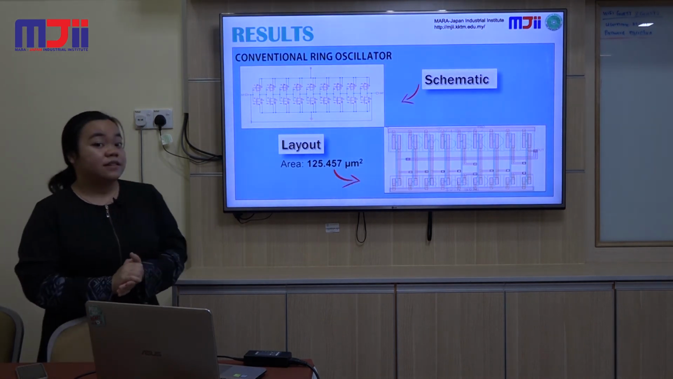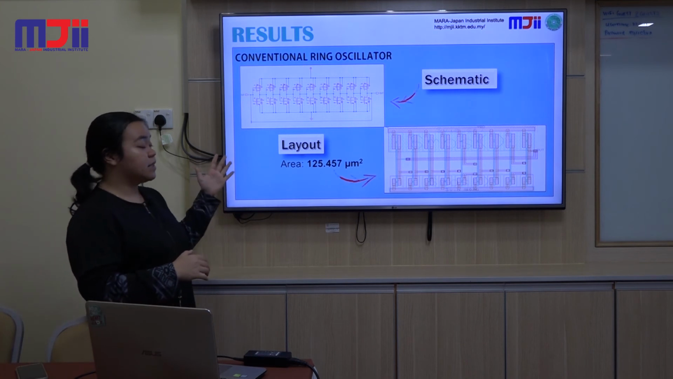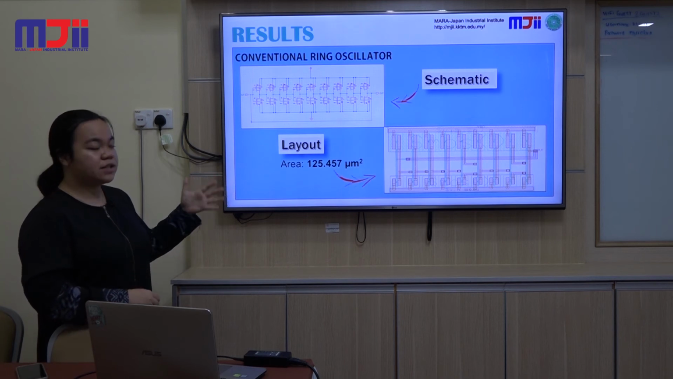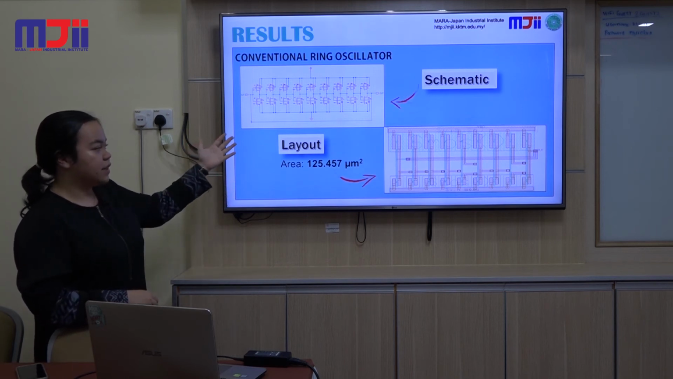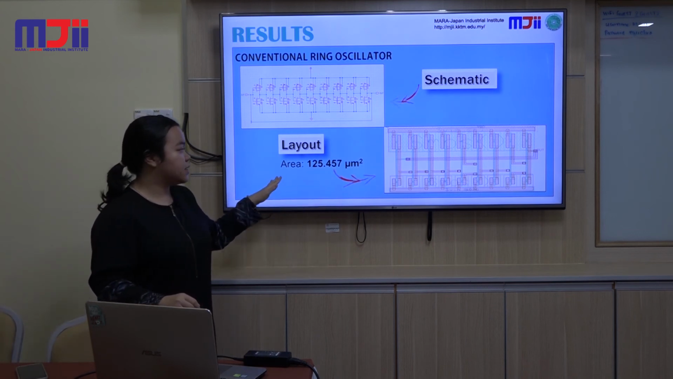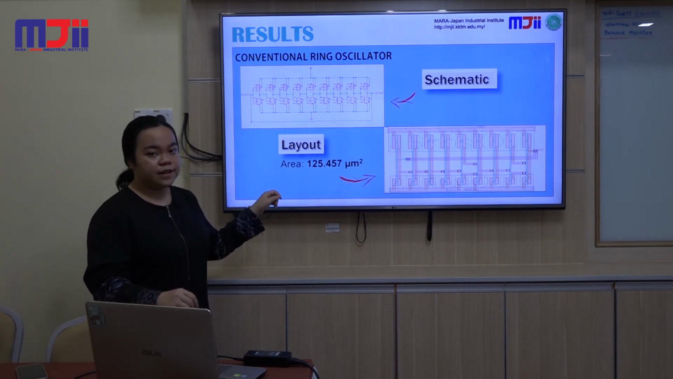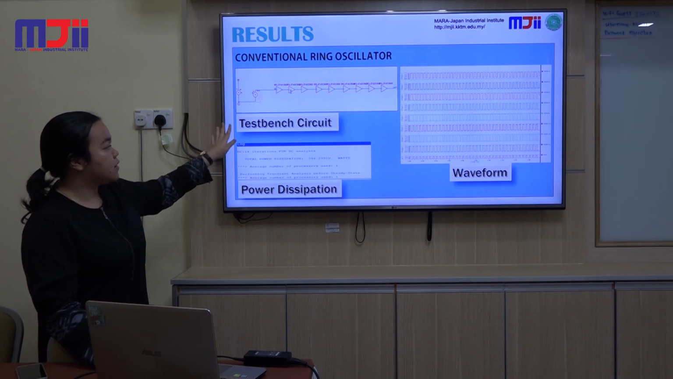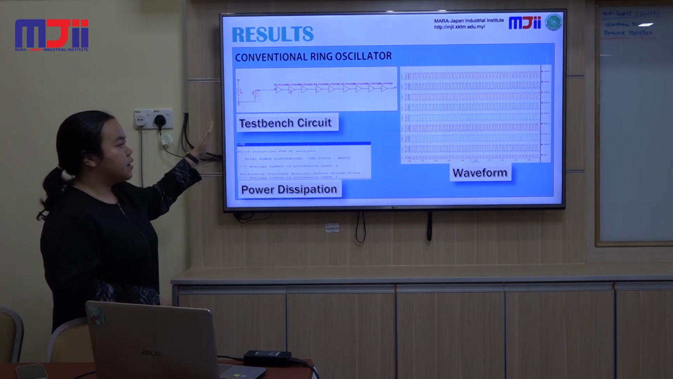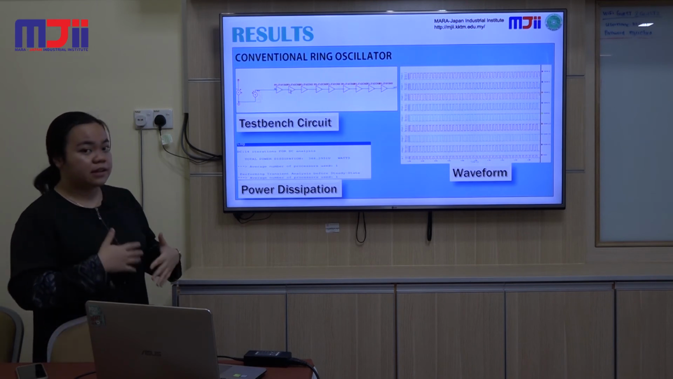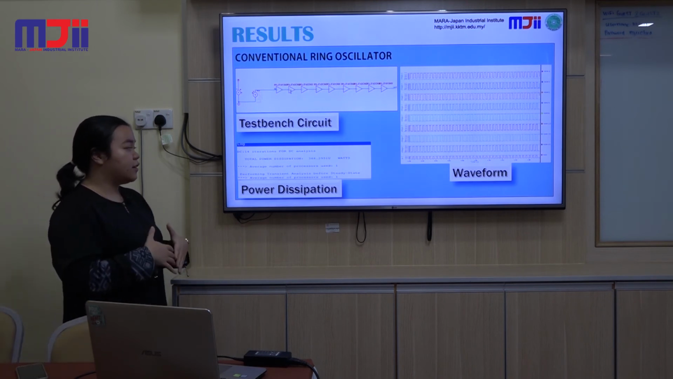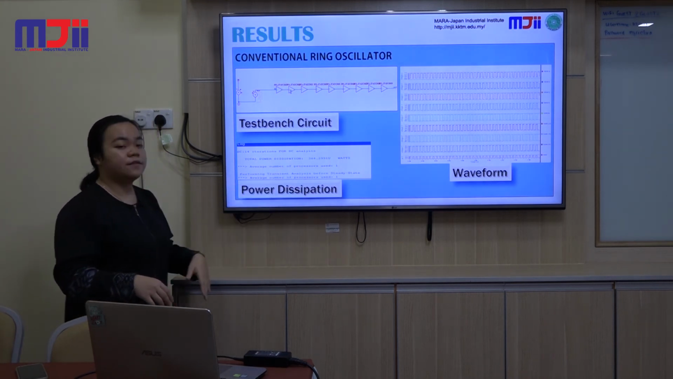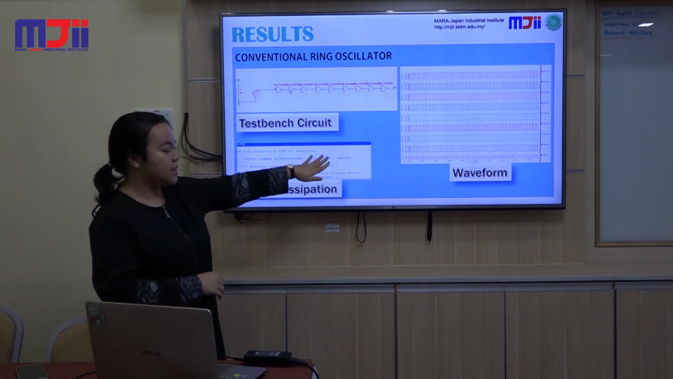Okay, this is the result that I got from the Mentor Graphics simulation. This is the conventional ring oscillator, which uses the static CMOS inverter technique. This is the schematic diagram, and this is the layout that I've done. It has an area of 125.457 micrometer square. And this is the test bench circuit, from which I can simulate, generate the data, and analyze the data that I want. The data currently that I'm taking is the power dissipation, which is 364.2951 microwatts. And as you can see, there is the waveform.